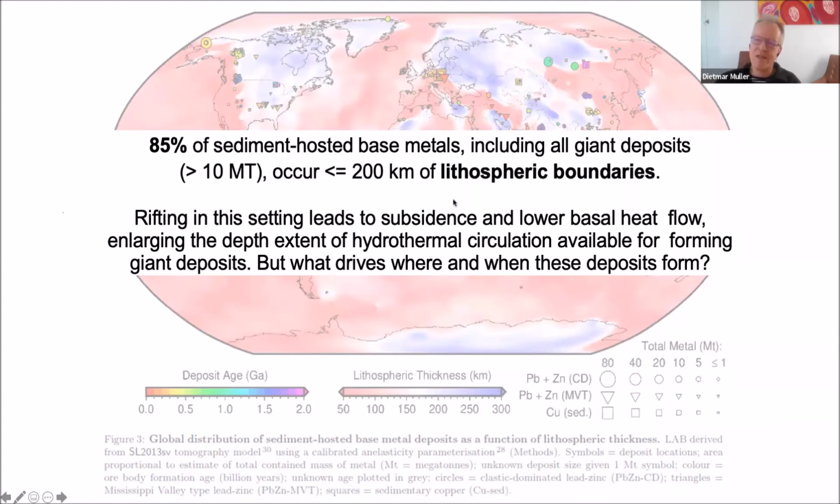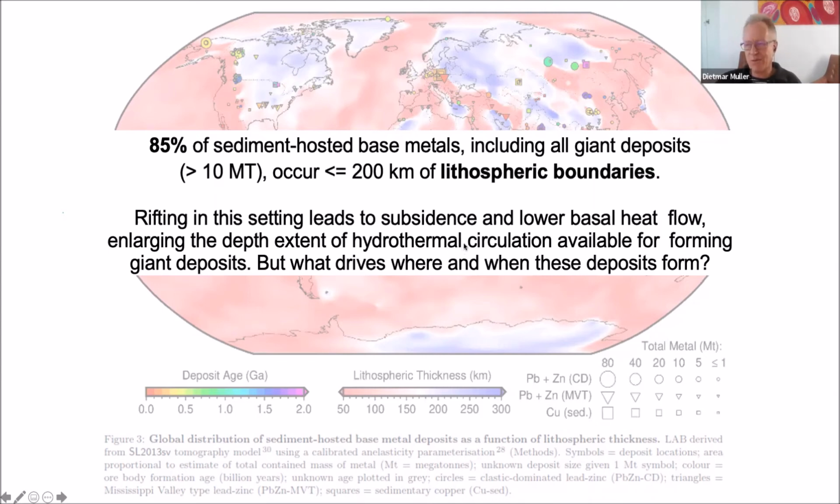Now, okay, so that's very nice, but we still then need to understand exactly where and at what times do metal deposits form along these boundaries. Now, that is not something that is currently known, right? Now, one idea is that rifting in this setting leads to subsidence and lower basal heat flow, enlarging the depth extent of hydrothermal circulation available for forming giant deposits. But what drives where and when these deposits form?